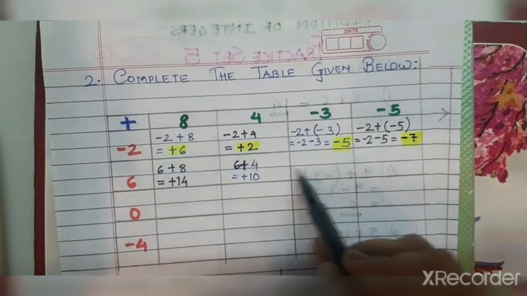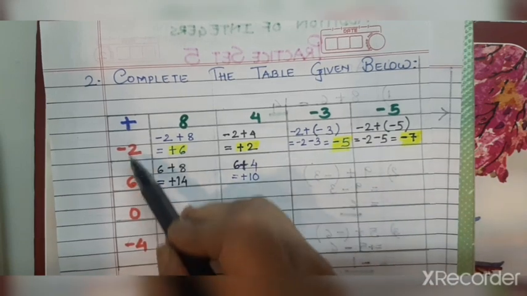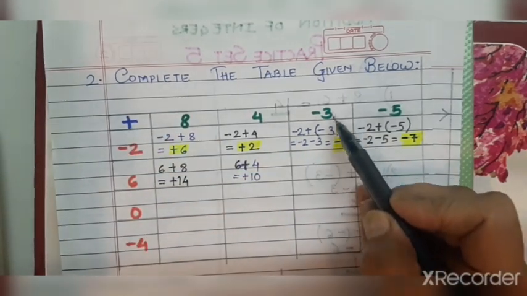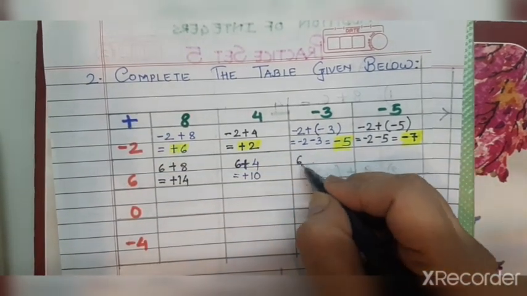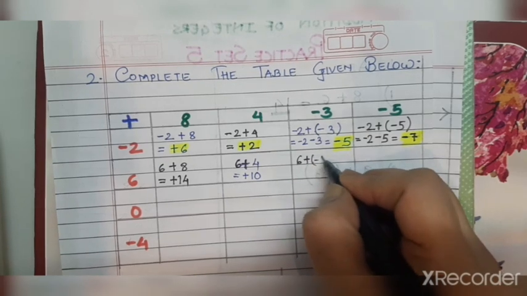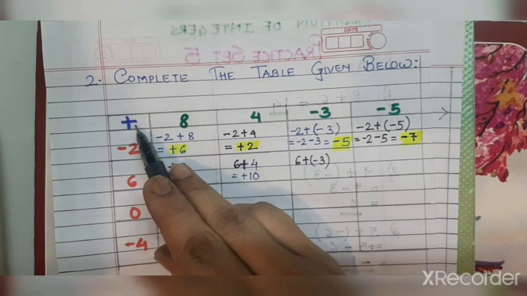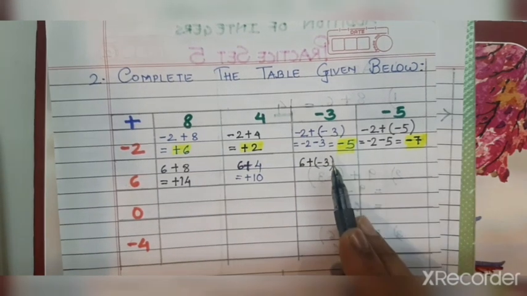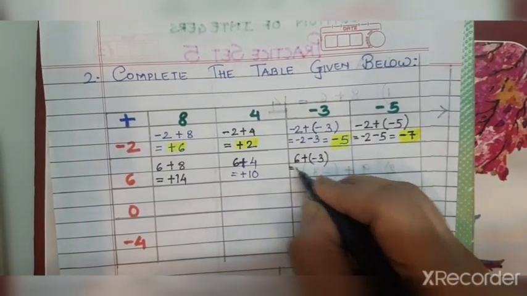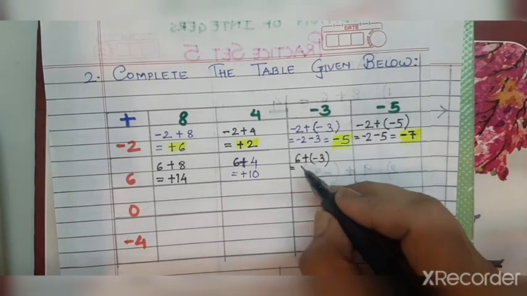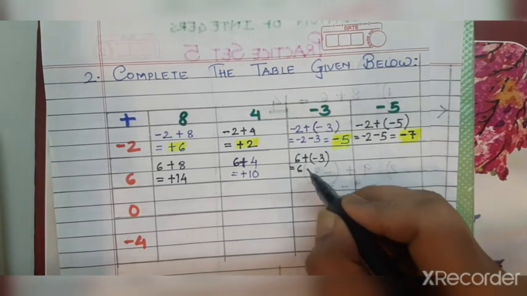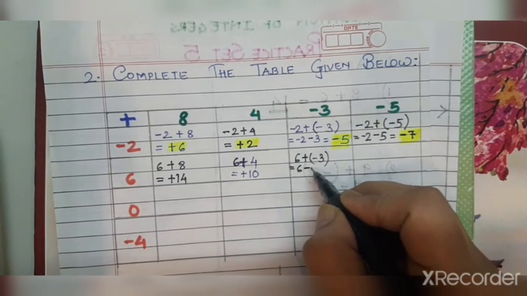Moving further, in this column, 6 plus negative 3. So let me write it first: 6 plus negative 3 will give this column. Now there is a bracket, so we need to solve the bracket. 6 I write as it is, plus into minus is minus.